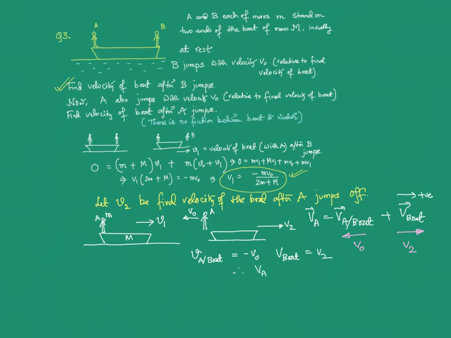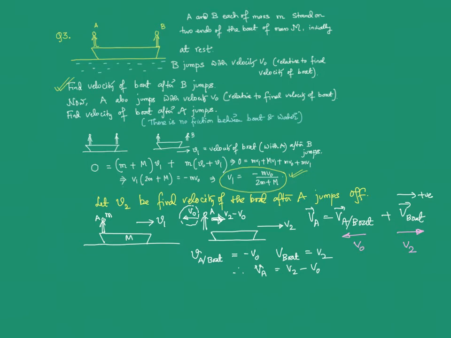Therefore vA is equal to v2 minus v naught. So the final velocity of A, where we consider all velocities towards the right, is v2 minus v naught, right? This v naught is a relative velocity.